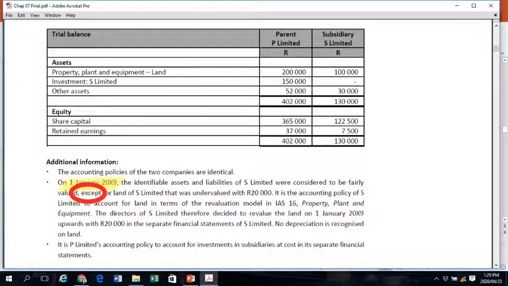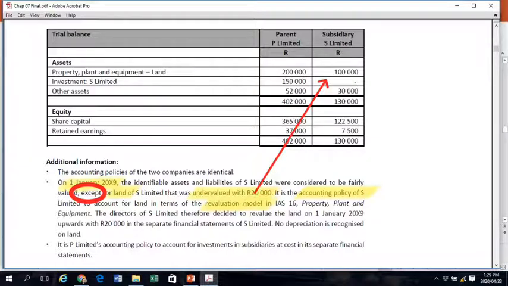In this example, it is the non-depreciable land of S that was undervalued with 20,000 Rand. So that land up in the trial balance of the subsidiary, the 100,000 is undervalued with 20,000 Rand. It is the accounting policy of S to account for this land in terms of the revaluation model of IAS 16. So it could be possible for S to recognize this value adjustment in the separate financial statements of S before we consolidate. However, you still need to see whether that has happened or not.